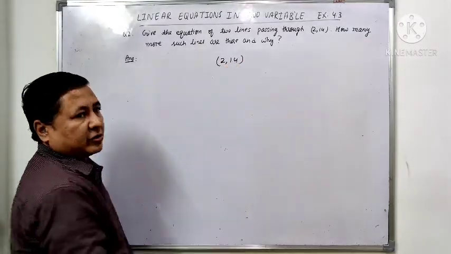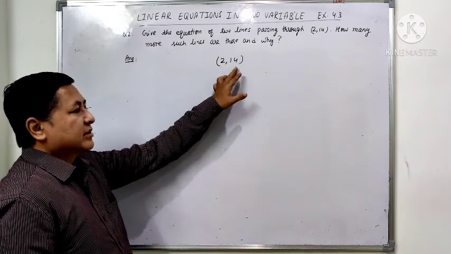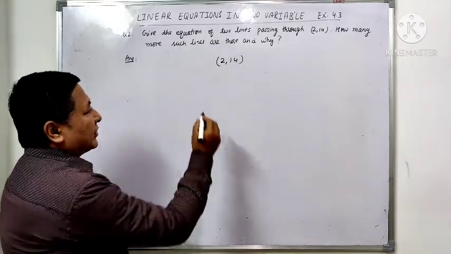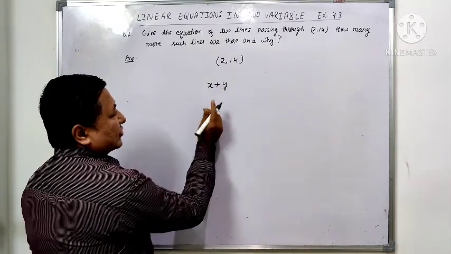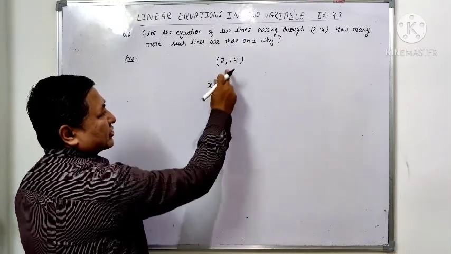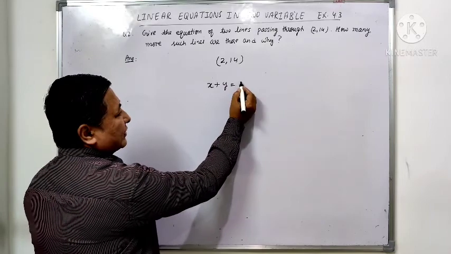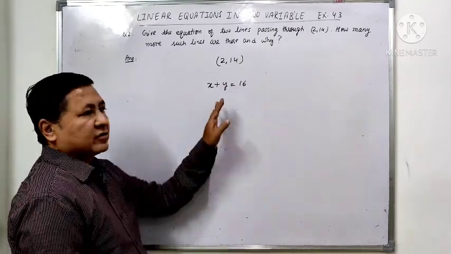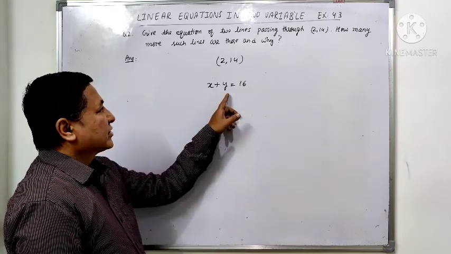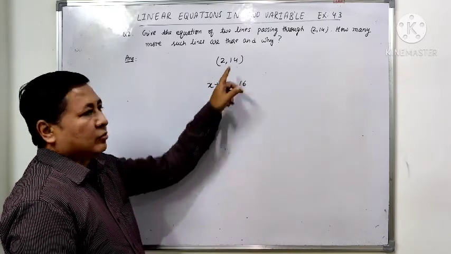2 comma 14, sorry. So this is x and this is y. Now if we take an equation, let's say first take this equation x plus y. X is 2 and y is 14. So if I add both of them, I will get an equation that is x plus y is equals to 16. So this is one of the equations which is passing through the point 2 comma 14.